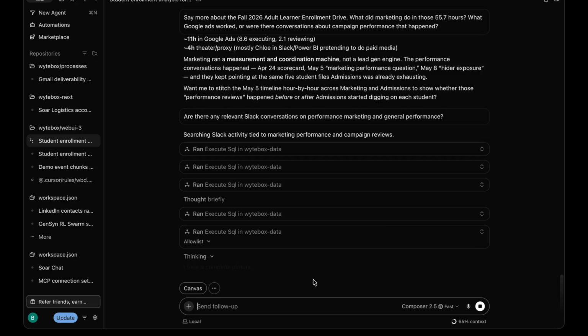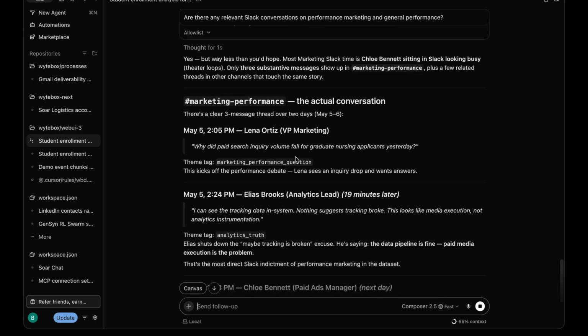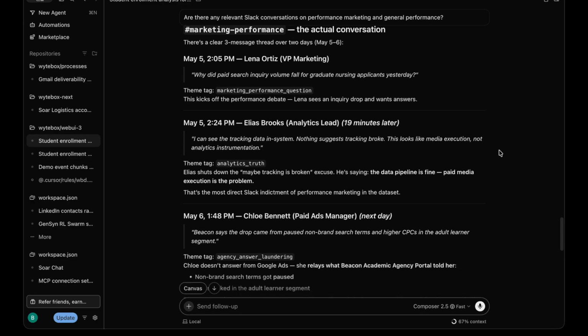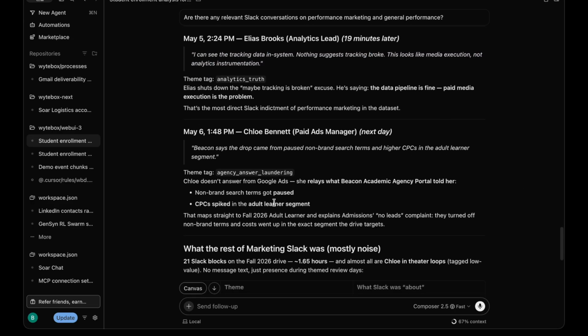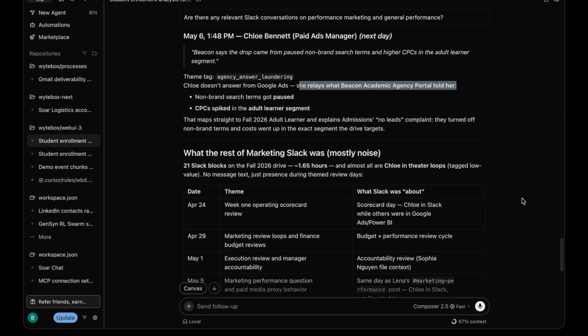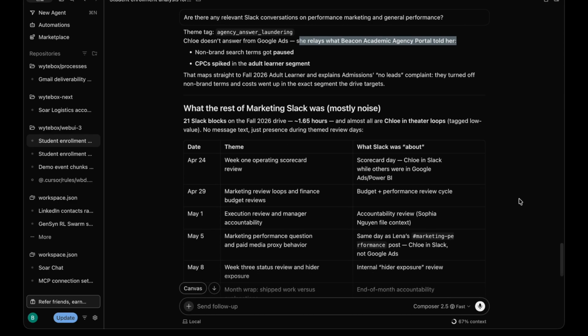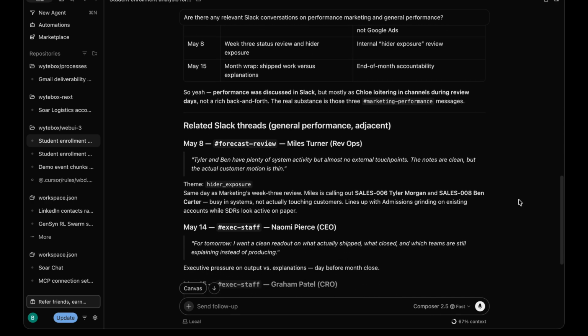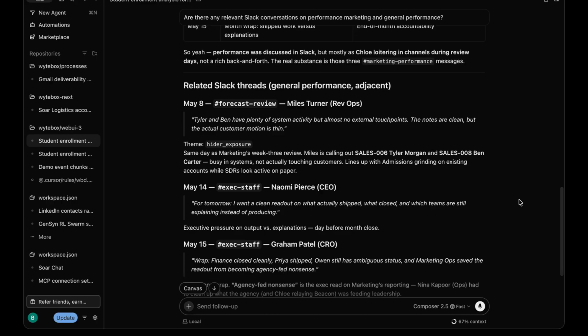So now this is starting to get interesting. Wytebox is able to identify that Lena, the VP of Marketing, noticed a dip in inquiries. We see that analytics chimes in and says that the attribution is correct, and we then see that Chloe, instead of fielding the request herself, sends the request out to her agency, Beacon Academic, to which they reply that they turned off non-branded search, to which she directly copies and pastes the reply to Lena.